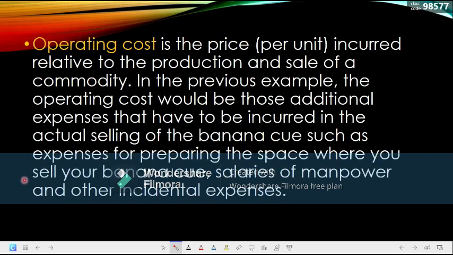Okay. How about the operating cost? Now, the operating cost is the price per unit incurred relative to the production and sale of a commodity. So, in the previous example, the operating cost would be those additional expenses that have to be incurred in the actual selling of the banana Q, such as expenses for preparing the space where you sell your banana Q, the salaries of manpower, and other incidental expenses.